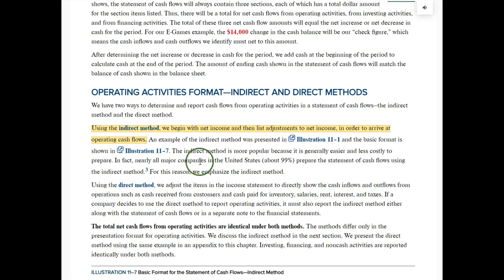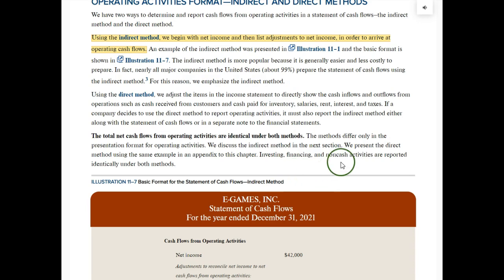We are going to use the indirect method. This is the method that most companies use in the annual reports. There's the indirect and the direct. But we're going to use the indirect method again because that's what you will more likely than not see in someone's financial statements.